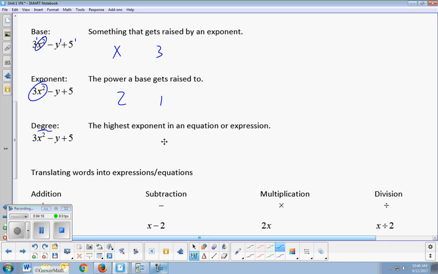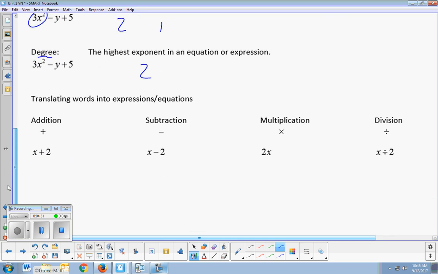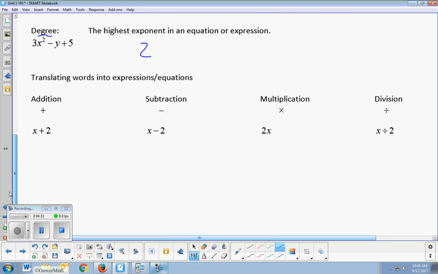When we talk about the degree of an expression, degree of an equation, degree of a function, it's just what's the highest exponent. And the highest exponent in this one is 2. So the degree here is 2. All right, so that's some basic vocab stuff. But now let's get into translations.